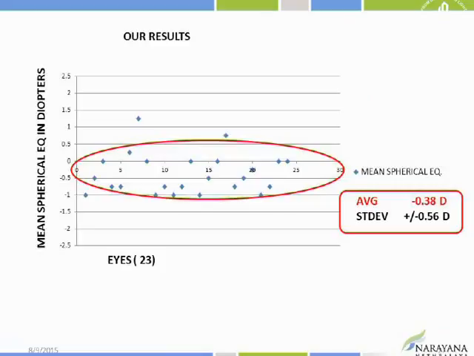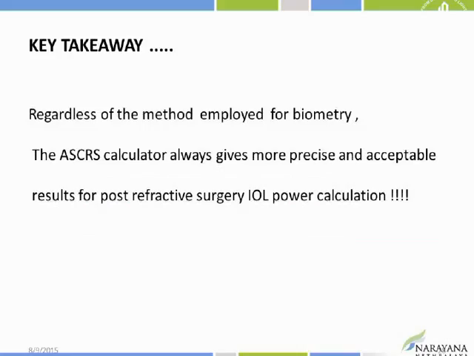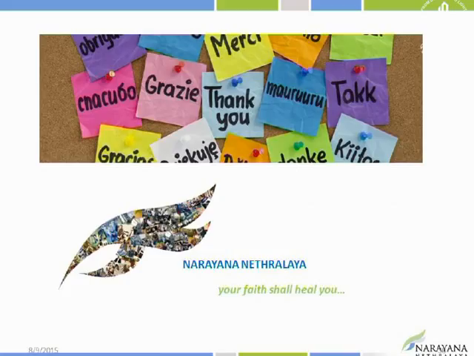So these are results with 23 eyes that we've done using the ASCRS calculator. And you can see, apart from 2 patients, one had a hyperopia of 1.25, one had a hyperopia of 0.75, our average has been slight myopia of 0.38 with a standard deviation of plus minus 0.65. And 21 of those have landed within plus 0.5 and minus 1 diopter, which is acceptable in any platform with post-op LASIK cataract. So key takeaway, regardless of the method employed for biometry, we believe that the ESCRS calculator gives more precise and acceptable results. Acceptable, I think, is the key word here. I cannot say it's going to be bullseye and bang on, but it's more acceptable for the patient as well as for the doctor. In post-refractive surgery calculation, these are my references, and thank you.